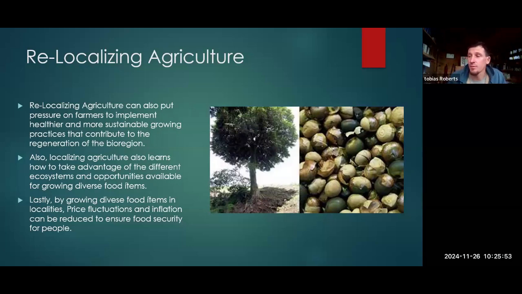So relocalizing agriculture can also put pressure on farmers to implement healthier and more sustainable growing practices that contribute to the regeneration of the bioregion, right? I'm a small farmer. If I'm using dangerous and unhealthy practices where I'm using very strong chemicals, and the people who purchase my food start to get sick, well, they're going to have a way to boycott my foodstuffs. They're going to say, we don't want you to produce this way. We're not going to purchase your stuff.